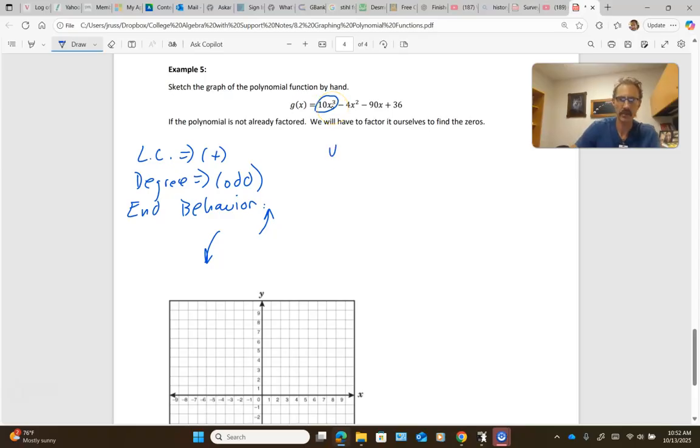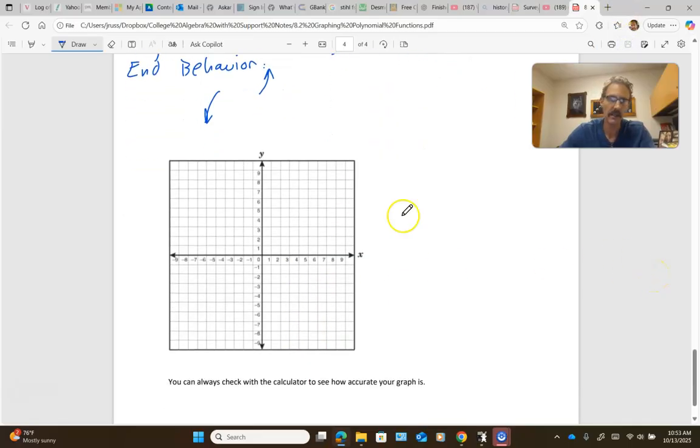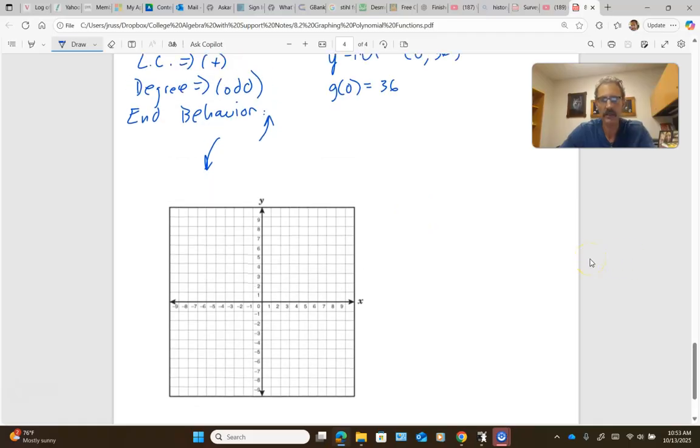The y-intercept, x equals 0. To find that y value, we plug 0 into the function, and because this function is written in standard form, all these variable terms will disappear, and we're just going to be left with 36. So this one crosses the y-axis way up there at 36. In fact, my little Cartesian coordinate system here is not going to be adequate to show that.